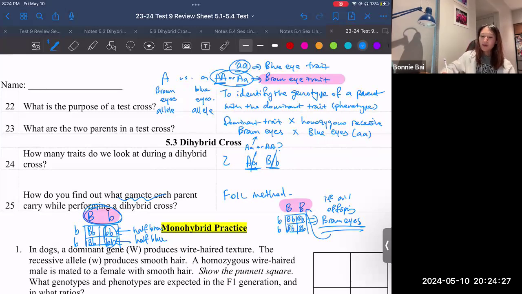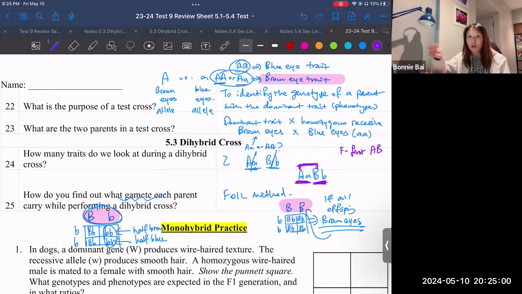Okay, so how do we do the FOIL method? As an example, let's say we have big A, little a, big B, little b. This is the parent genotype. So what would I do? I will FOIL it. I have 2 traits. I want to think about the A trait together and the B trait together. So F for first. We look at the first of each type of letter, the first of the A's and the first of the B's. That will give me big A, big B. So if I ask you on the test to do FOIL, just follow the same order.